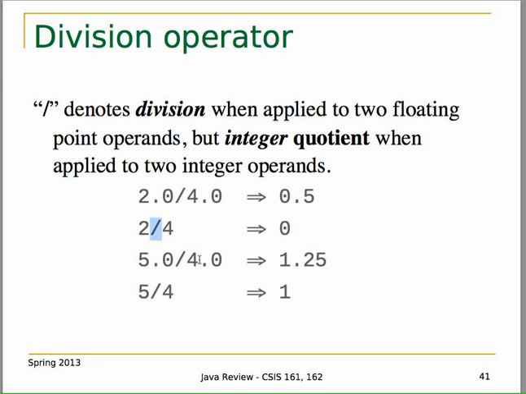If you mix them, remember that your promotion rules kick in. Let's say you divide 2 by 4.0. The 2 on the left hand side would get promoted to a double. You do a double operation, you get 0.5. But then if you try to assign this value to an int, there will be problems. But in general, if you say 2 divided by 4.0, the result is a double.